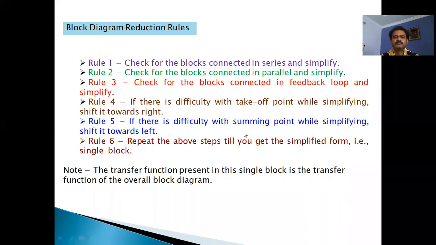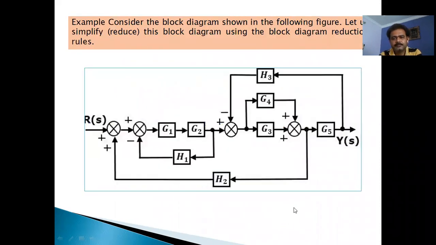It is called the overall transfer function. Otherwise, it is the mathematical transfer function model of a control system or that particular block diagram. So note down this, and try to note down this example. Next, note down this example.